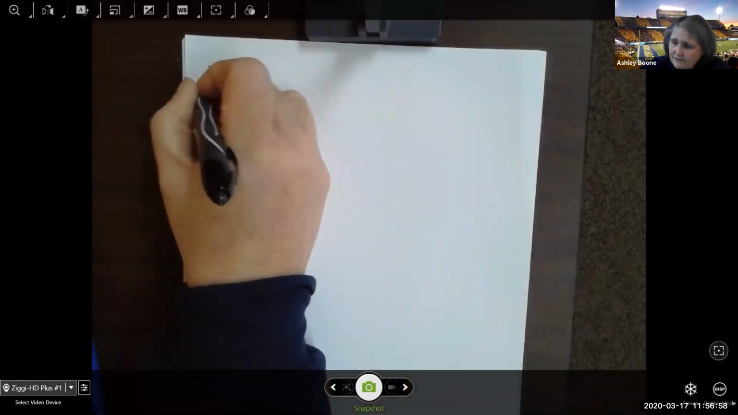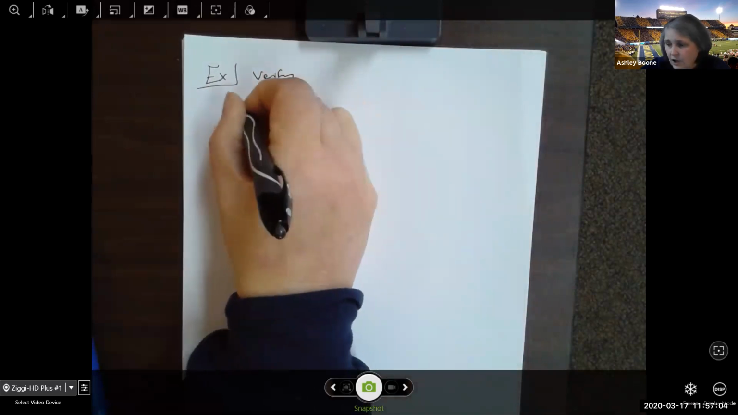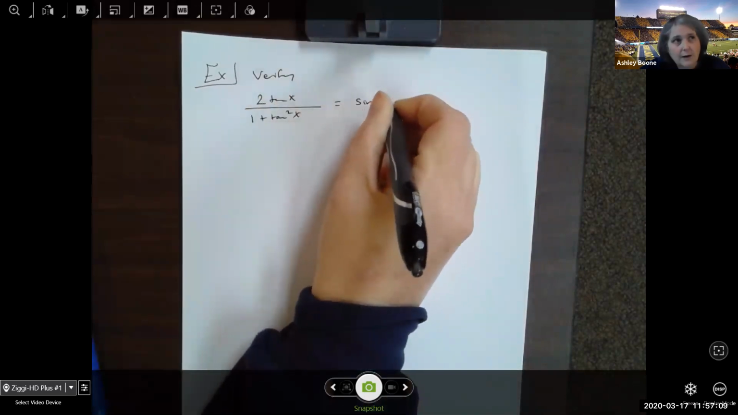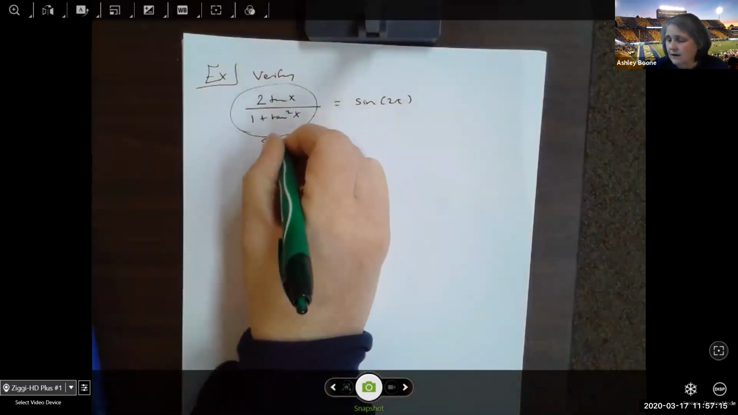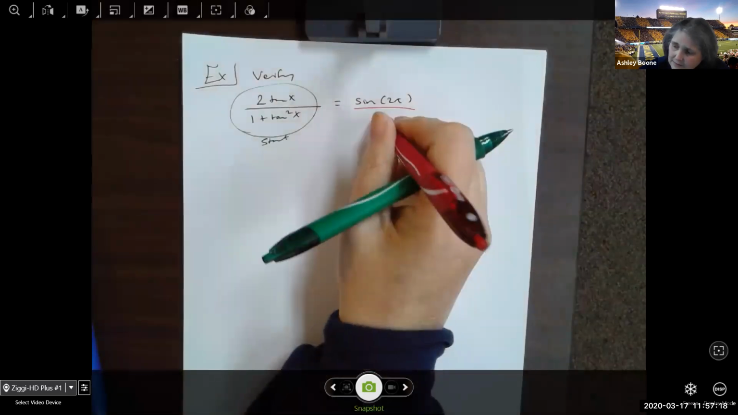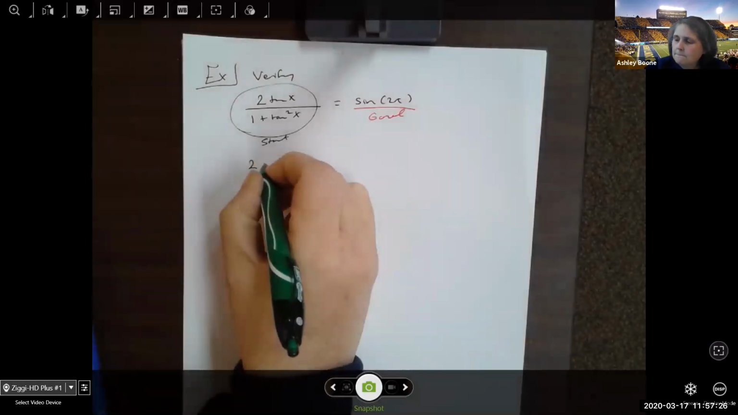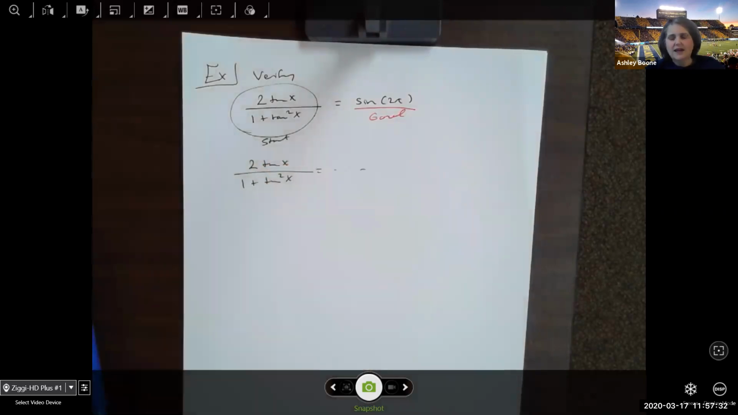Same problem. I want to verify that 2 times the tangent of x over 1 plus tangent squared of x is sine of 2x. Now I'm going to try it the other way. I'm going to start over here, and I'm going to make this my goal, because it doesn't matter. And we all think a little bit differently. So we all might start tackling it differently. There are a few things that we can do here.